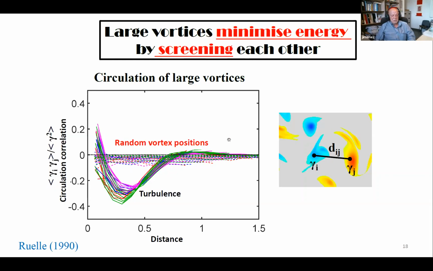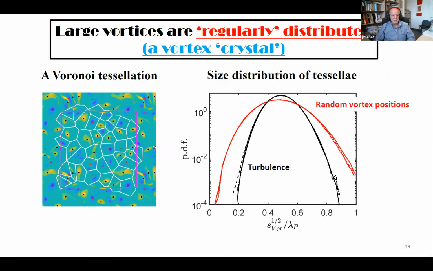Now, how does this thing happen? Because vortices don't attract each other. It's not like charges. A positive vortex doesn't attract a negative vortex. So something else has to be happening here. Well, something has happened, but first let me tell you the next consequence of this question.